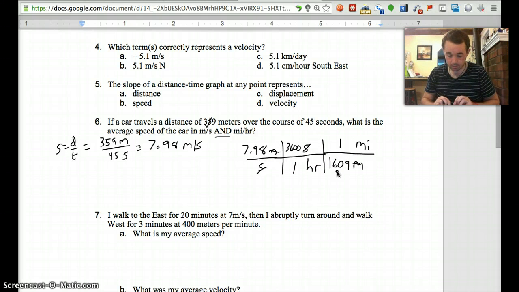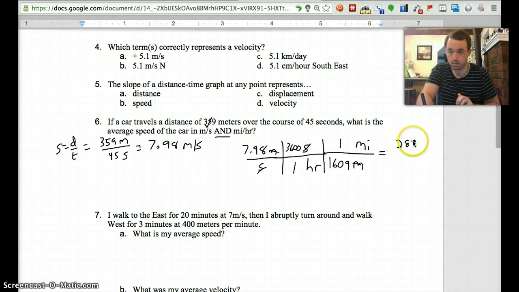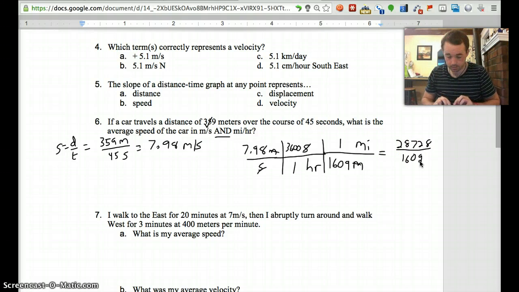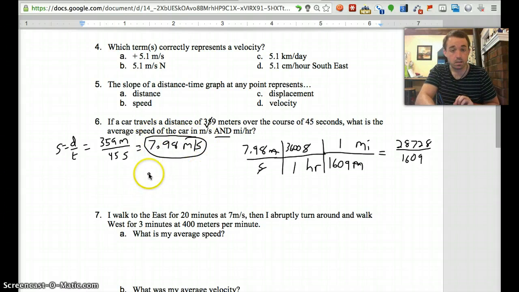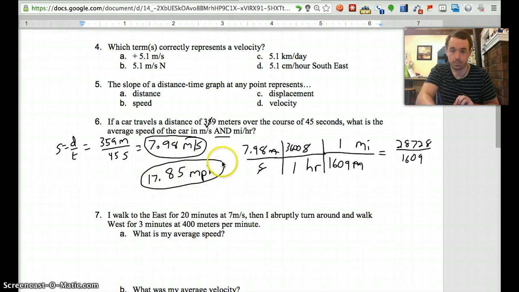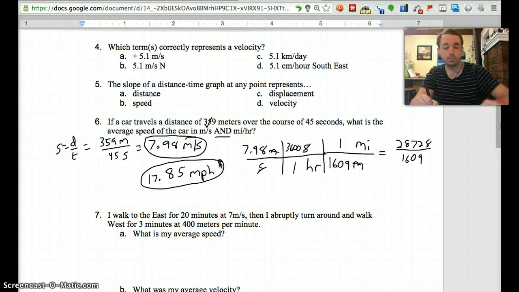7.98 times 3,600, which is the top, is 28,728, divided by everything on the bottom, 1,609. I'm just showing one extra step; you don't have to show that step. Divided by 1,609, I'm going to get 7.98 meters per second and 17.85 miles per hour. Those are my two answers.